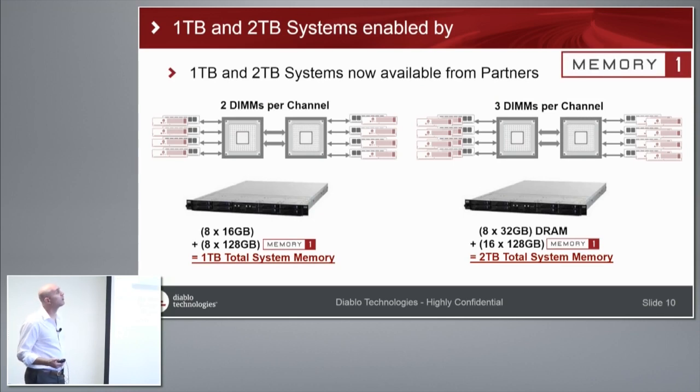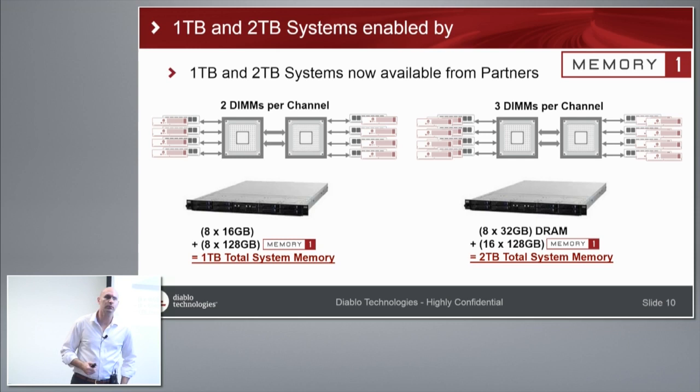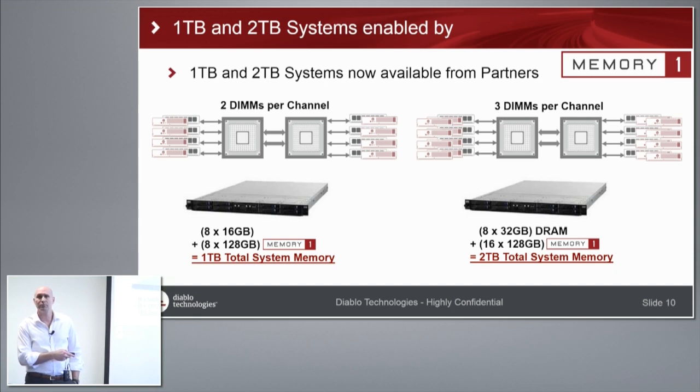So how does a server look? We have two major flavors, a 1 terabyte server and a 2 terabyte server. It's not that complicated. One has 128 gig of physical RAM, the other has 256 gig of physical RAM. And you either have 8 128 gig modules or 16. So you can see there's usually a 1:8 ratio of DRAM to flash. Of course, you can play with that at the software level.